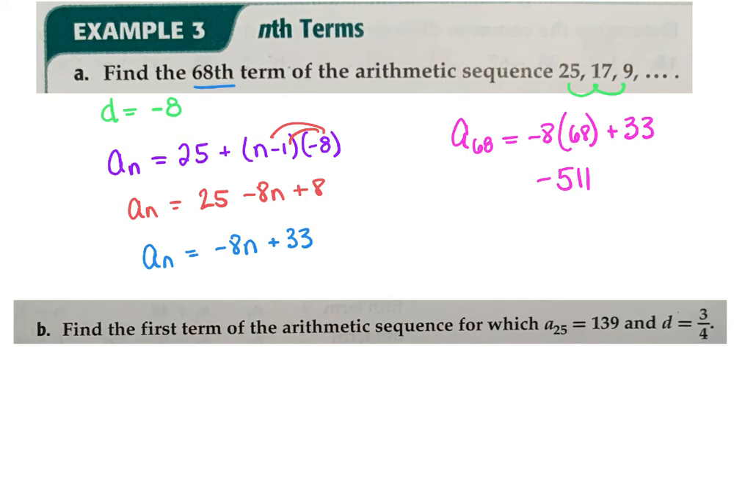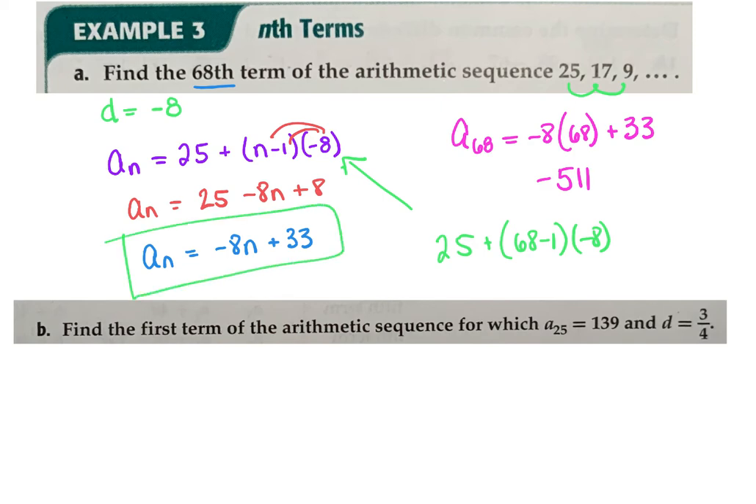Now, if they did not ask you for the explicit formula first, you could have plugged it in right here. You could have just said 25 plus 68 minus 1, or 67 times negative 8. Same thing. If they do not ask for the explicit. If they ask for the explicit, it's a two-part question, which means you have to give that and that. But if they only ask for a specific term, then no, you can jump straight to the term.